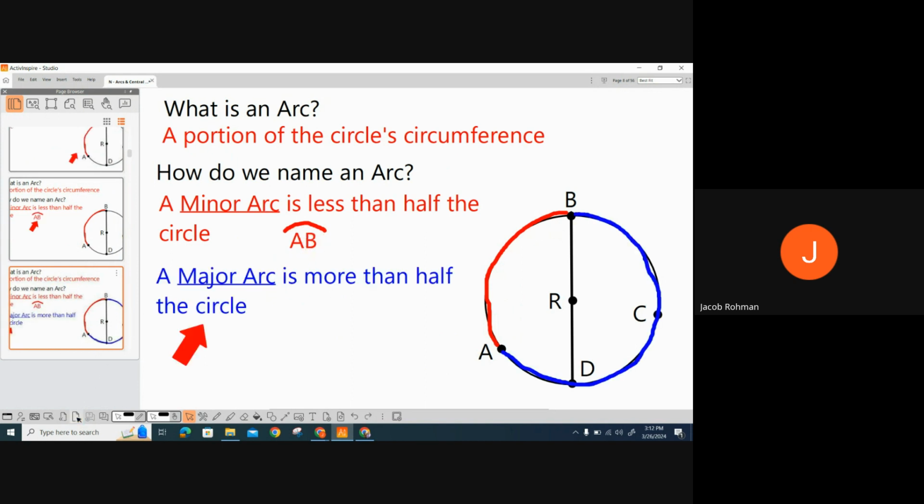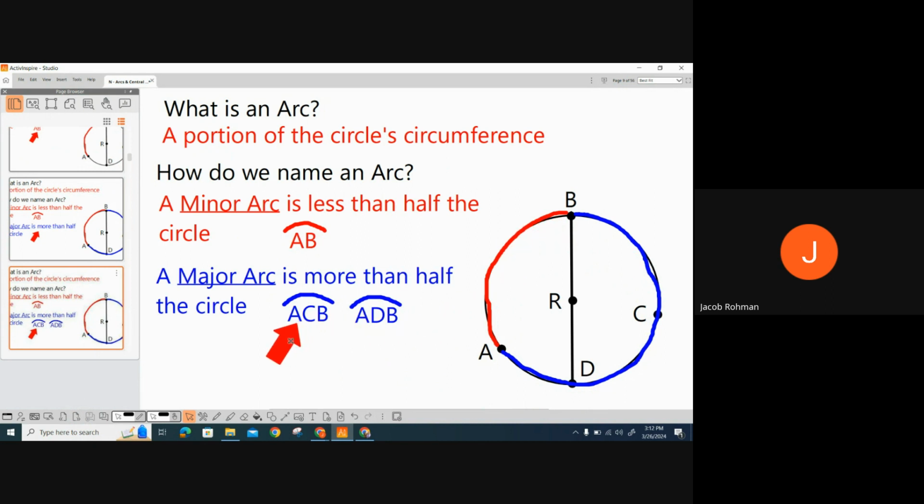Next, the second type of arc is called a major arc, and that's where it's more than half the circle. And over here in blue, you see that the major arc goes from A through D through C all the way to B, obviously being more than half the circle. So the way you name that is by using 3 letters instead of 2. And there's a couple different ways you can do it. You use the 2 endpoints of the arc. So here the endpoints being A and B.